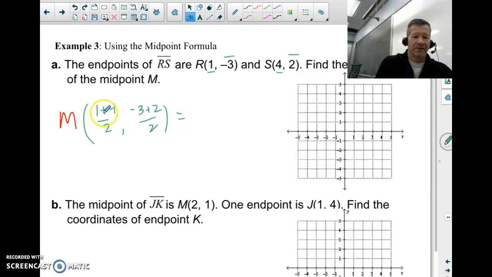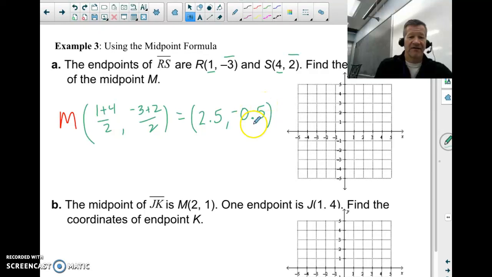So what do I get? Well, 1 and 4 make 5. 5 divided by 2 is 2.5. -3 plus 2 is -1. -1 divided by 2 is -0.5, or -1/2.